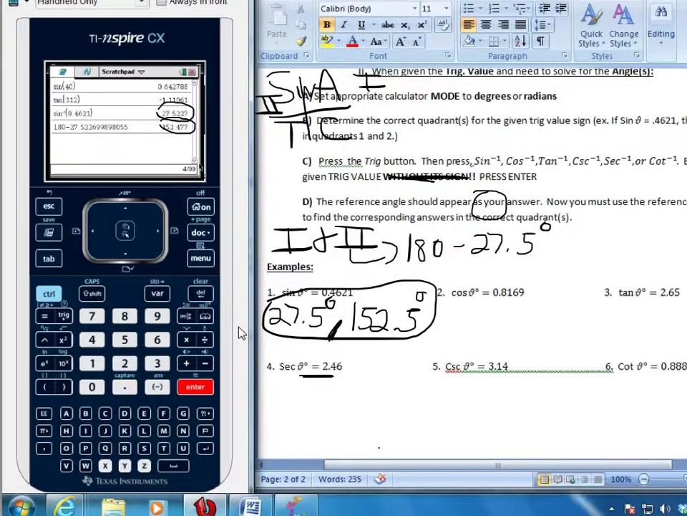Okay, the other one that I'm going to do, I'm going to do number 3. So when I do this, I'm going to hit inverse tangent of 2.65. Now let's first figure out the quadrant. Now if I want to figure out this quadrant, tangent is positive, so I'm going to put here in the first quadrant and the third. So my answers, I should know this before I even put it on the calculator, are in quadrants 1 and 3. Now let's put in inverse tangent of 2.65.